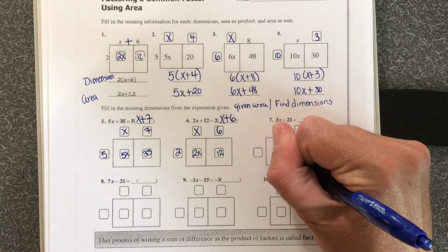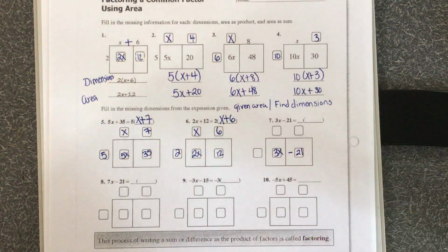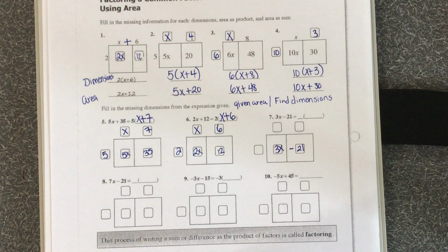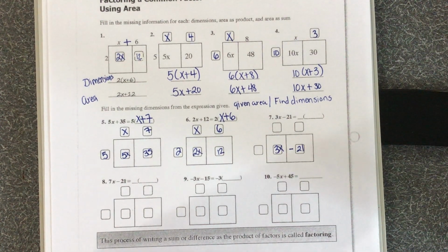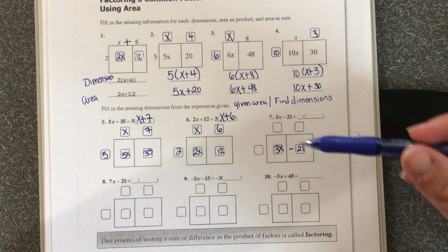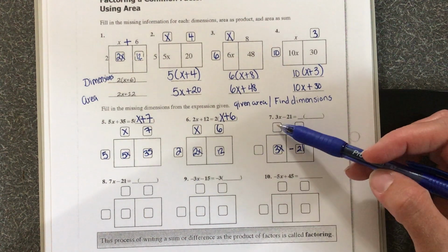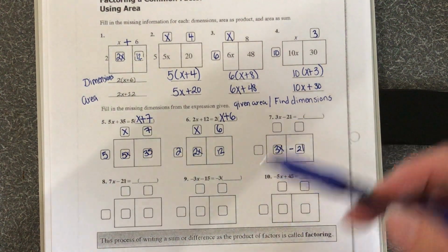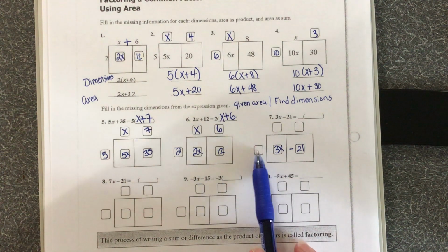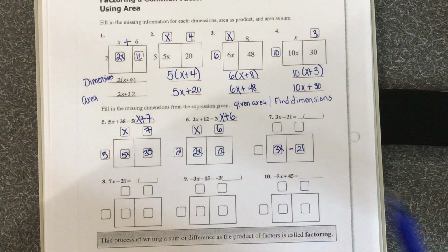The last one, I have an area of 3x minus 21. And notice how they didn't give me any dimensions at all. So I've got to figure out what goes where. Well, if this one has an area of 3x, then what times what is 3x? Well, one of them has to be a 3 and one of them has to be an x. So what goes where? Does the 3 go here or does the 3 go here? Does the x go here or here?